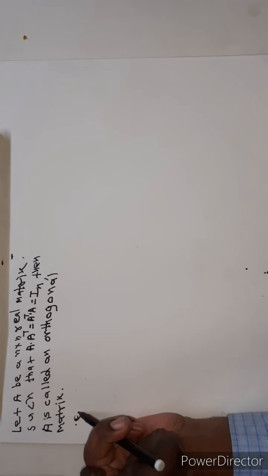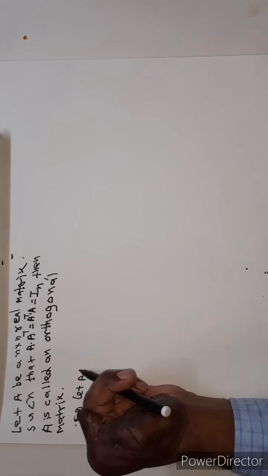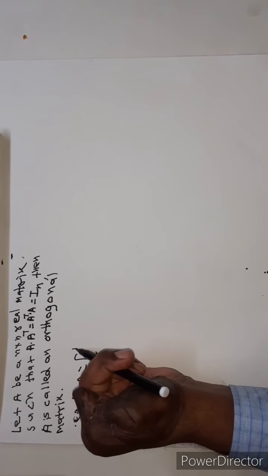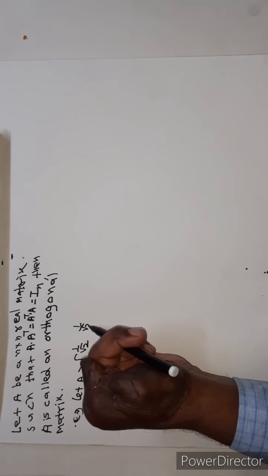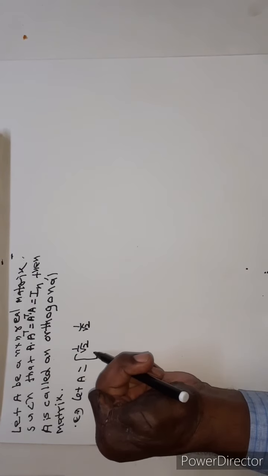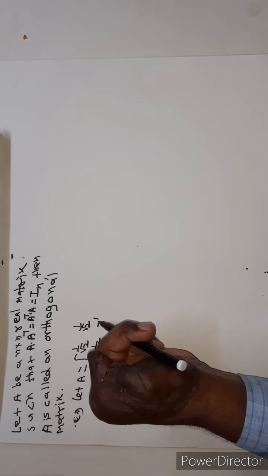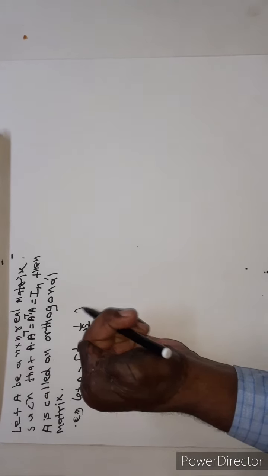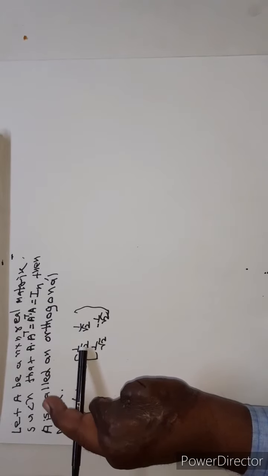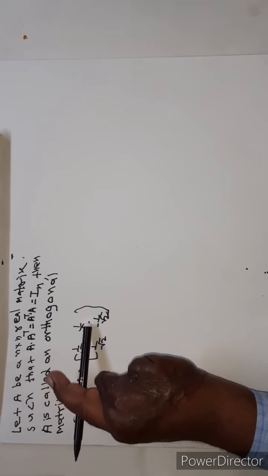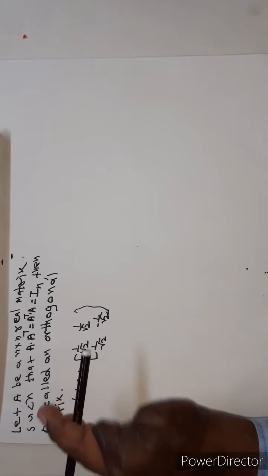Example, let A is equal to 1 by root 2 in the first row 1 by root 2, second row 1 by root 2, minus 1 by root 2. See here, matrix A is equal to 1 by root 2 in the first row 1 by root 2 and in the second row 1 by root 2 minus 1 by root 2.